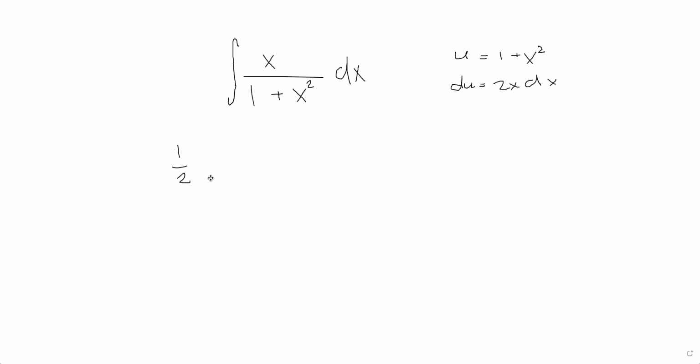But then what happens if we don't have an x upstairs? What if we have just 1? We can't really do u sub because the derivative we have downstairs is unchanged. The derivative is still going to be 2x, but we don't have an x above to take care of that part. So what does this make you want to do? Besides pull your hair out and scream.